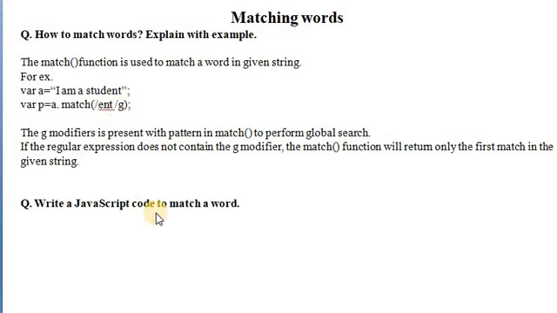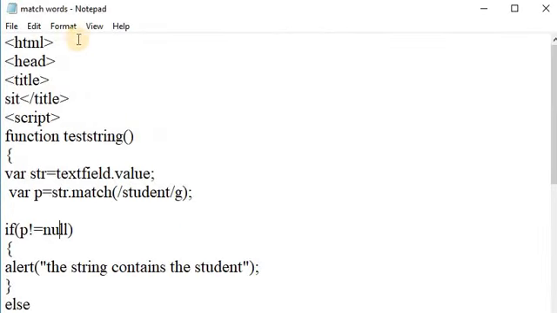Let us see one example related to that point. This is the program of match word. Here in this program, the statement is p equals str.match(/student/g), where student is the pattern and we search globally, so we define the modifier as g, which is used to define the pattern to check the availability of a word in the text. Here the match function is used on the string str.